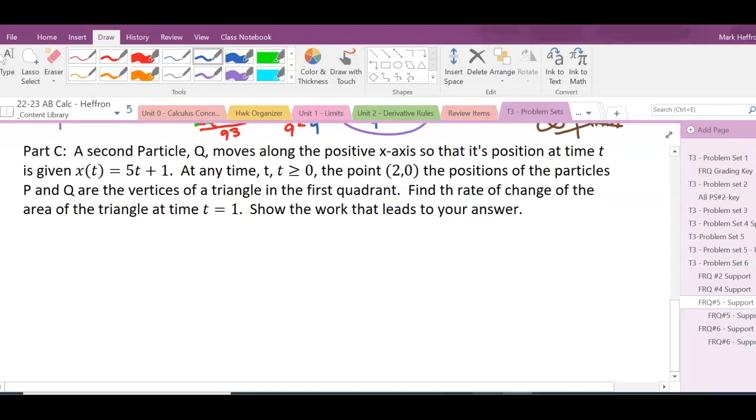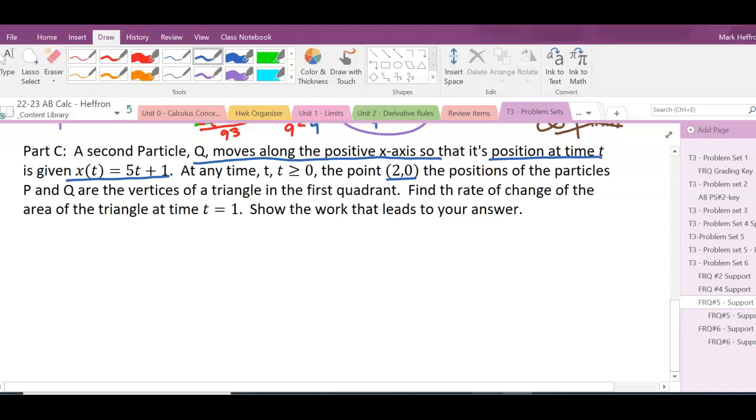So for this question, it's a wordy one. At any time, Q moves along the positive x-axis so that its position at time t equals 0 is given as this. And at time t equals 0, the point 20 is the position of one of the particles. And we know that P and Q is moving up and down.